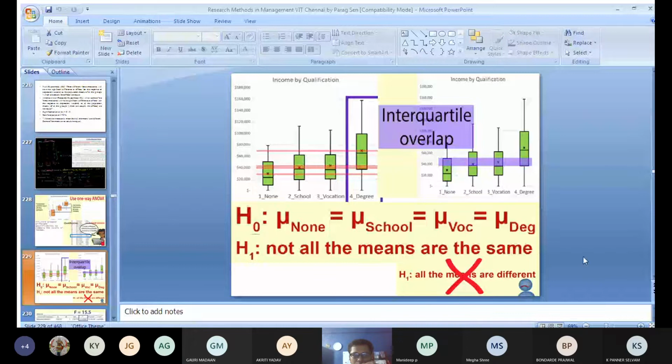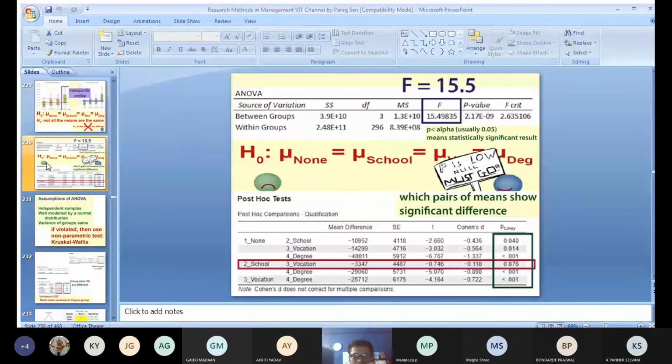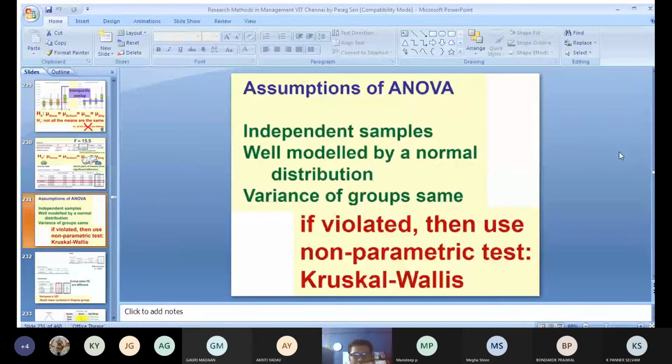In order to know that, we need to perform a post hoc test, which is known as Cohen's d test. So in this class, we will take a look at some assumptions of ANOVA. Like, for example, the independent samples, well modeled by a normal distribution, variance of group same. These assumptions are there in ANOVA. Now, if these assumptions are violated, then we use Kruskal-Wallis test.